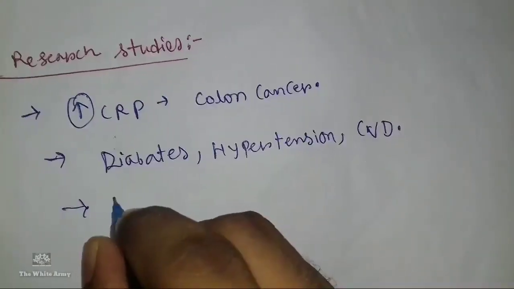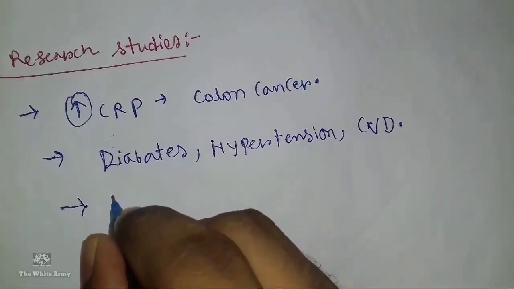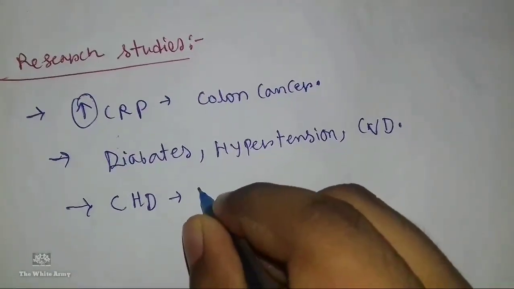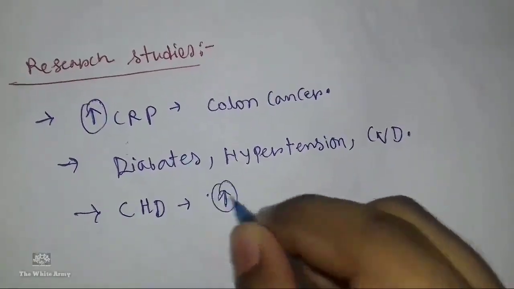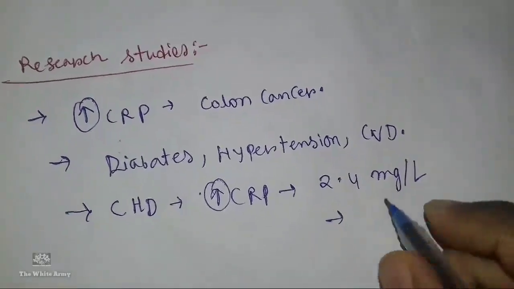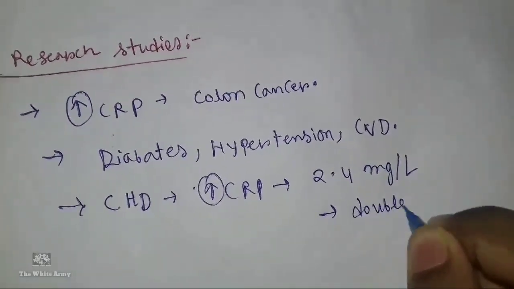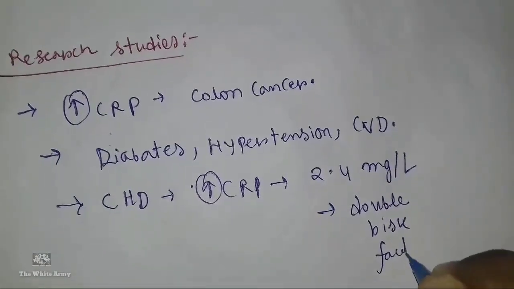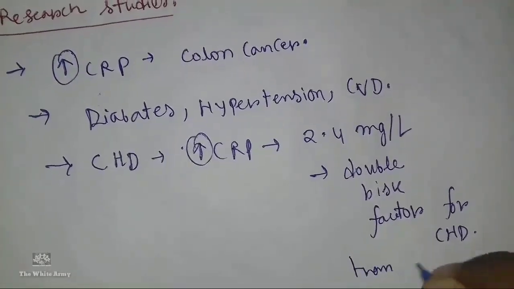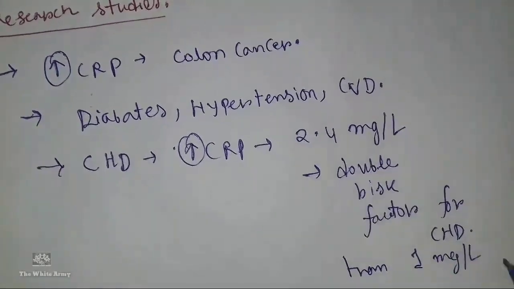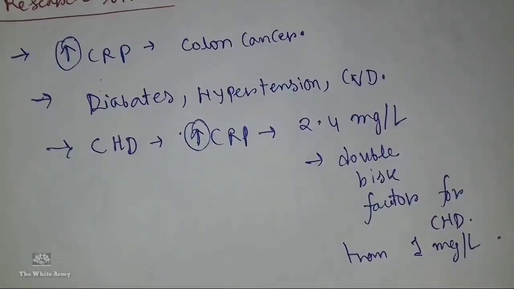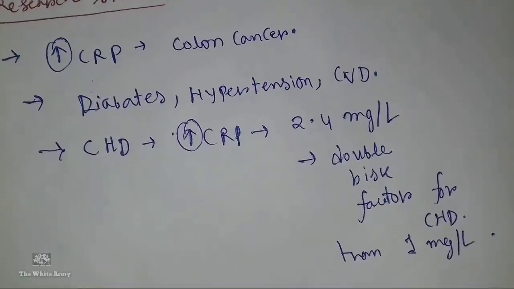It is also seen in research that they are associated with coronary heart disease when the average CRP level is more than 2.4 milligrams per liter. There is double the risk factor for coronary heart disease compared to the 1 milligram per liter level. That means there is a higher level of risk in case of an increased average CRP level.